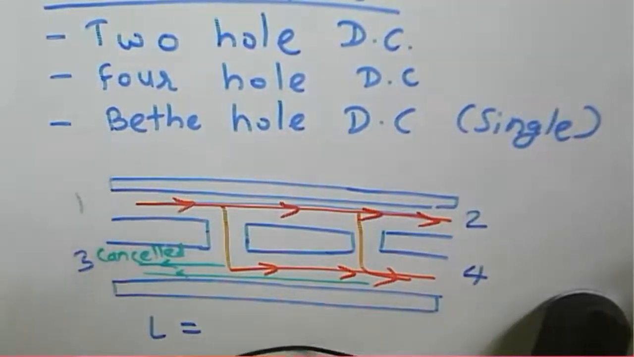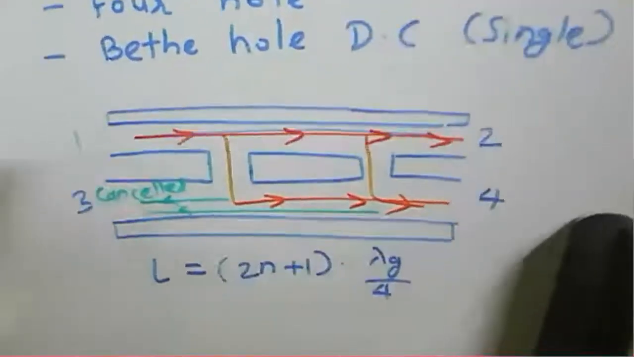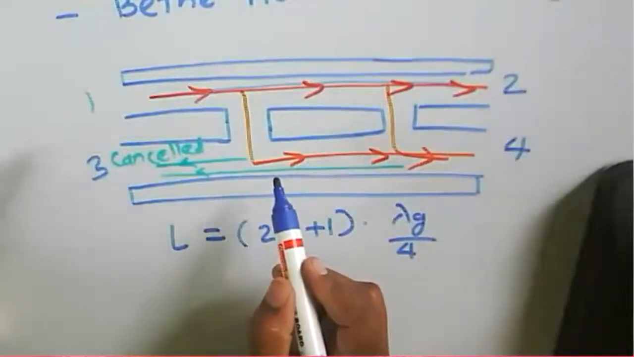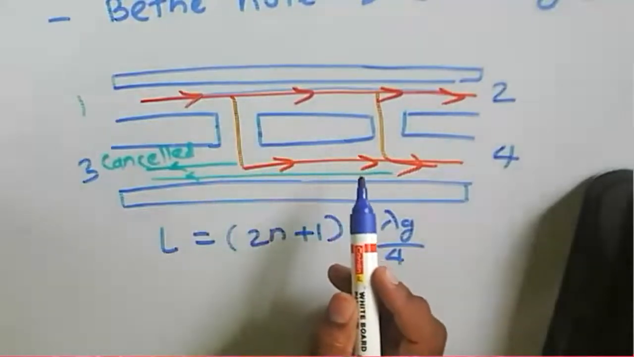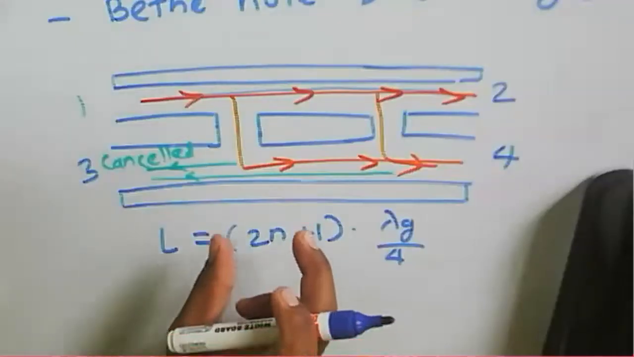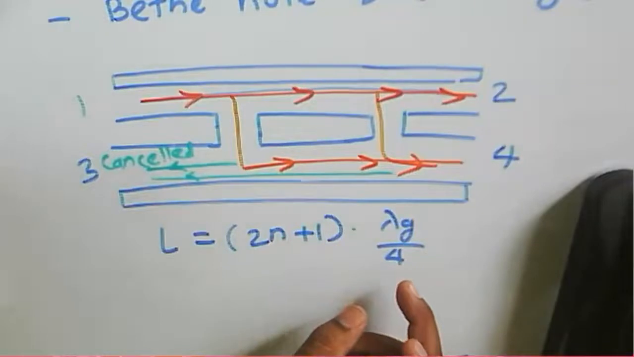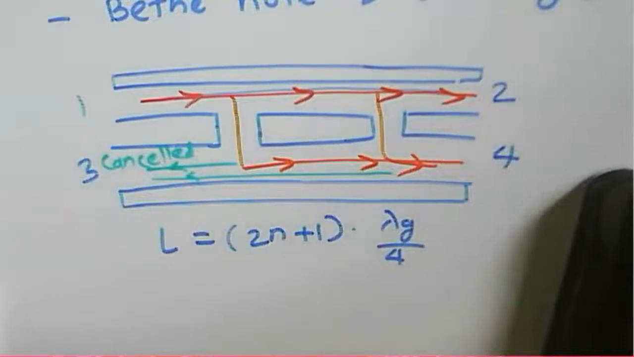L equals (2n plus 1) times lambda g by 4. So it depends on the guide wavelength. The spacing between these two holes depends on the guide wavelength. If these holes are not perfectly placed at the specific guide wavelength spacing, then the power coupled at the given port will be reduced.